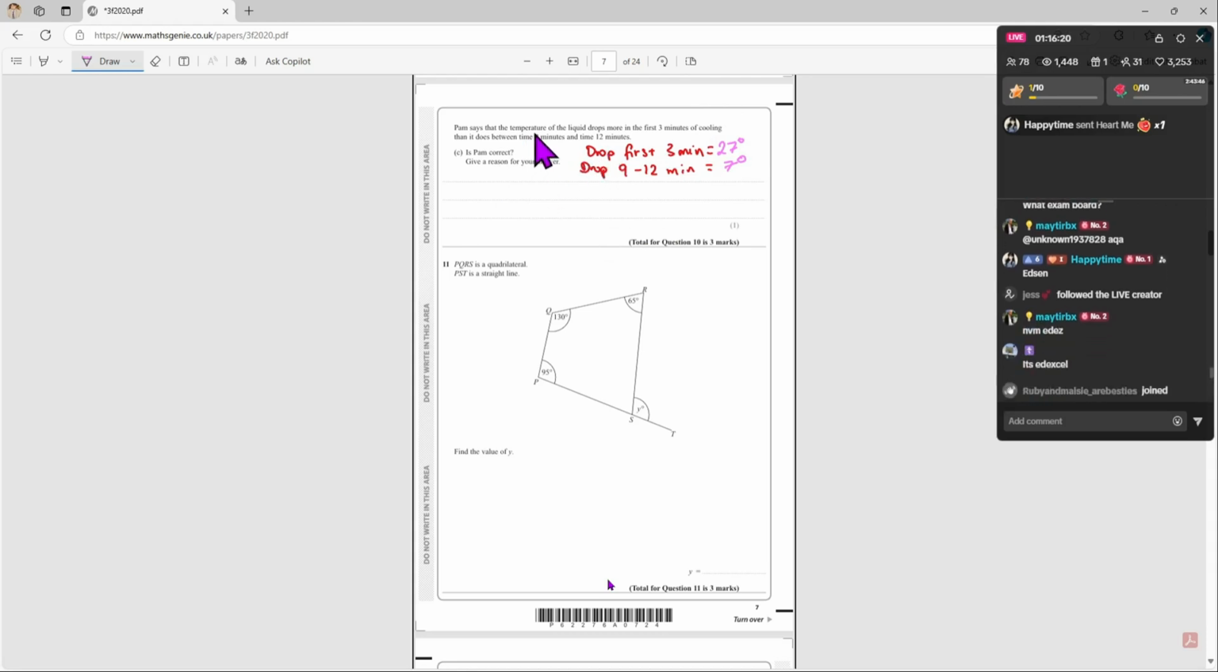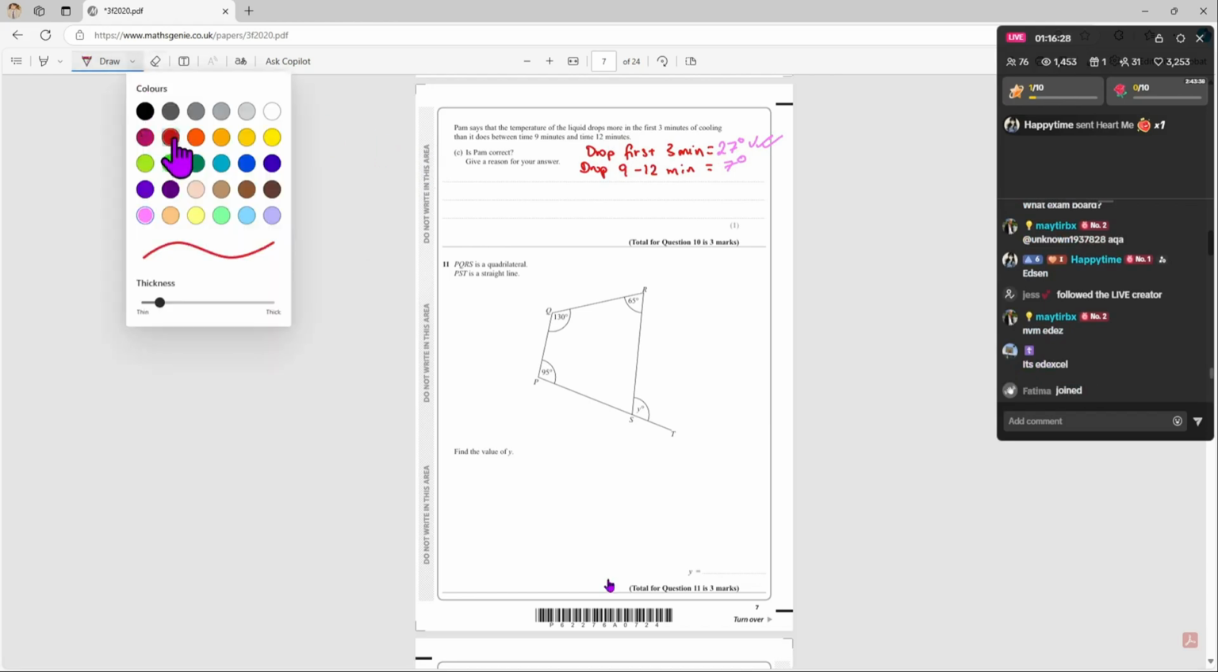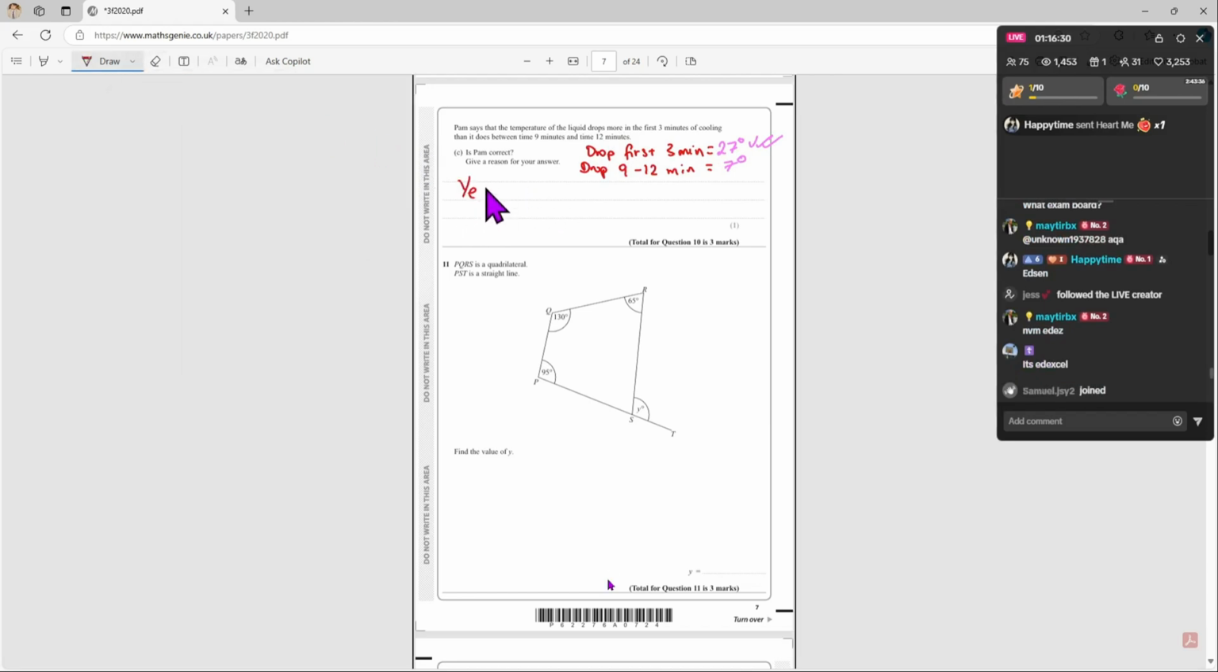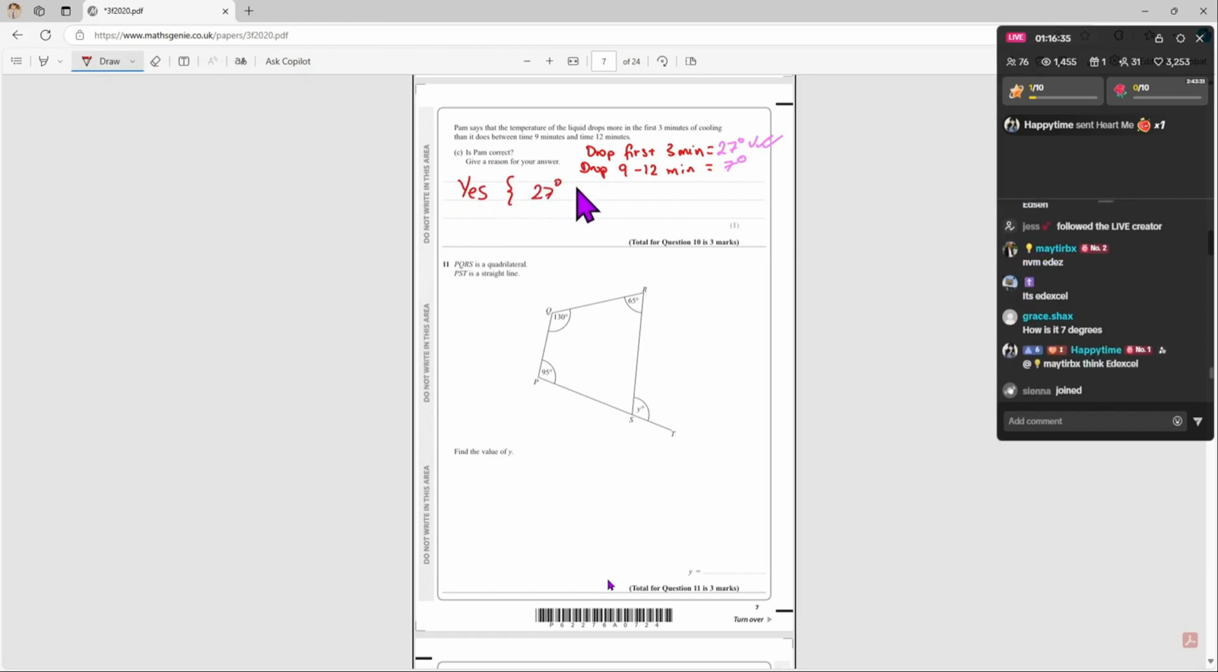He said that the temperature of the liquid drops more in the first 3 minutes, and I think he is correct because it does drop more. So we just have to write yes, and then you can also write that 27 degrees is greater than 7 degrees, and then that should be your answer, okay?